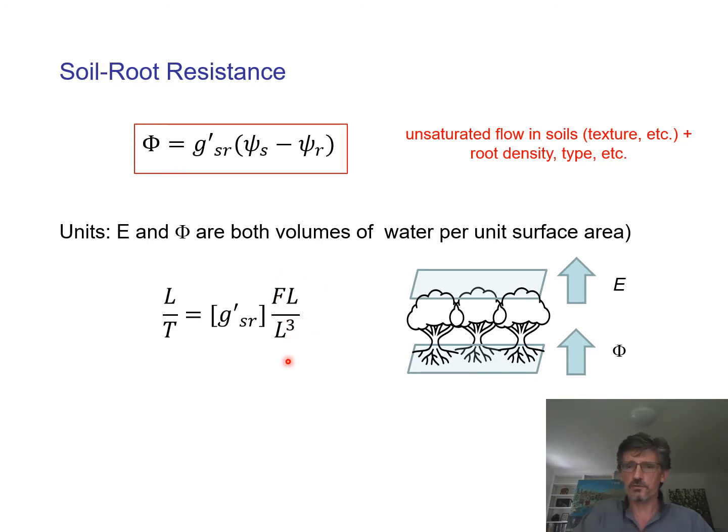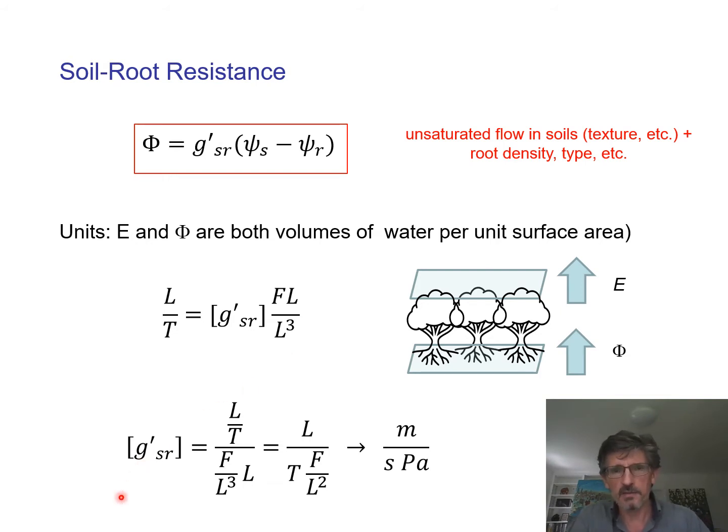Force over L square. So when we solve it for the dimension function of the conductance, we get a length over time divided by pressure. So it's not uncommon to have meters per second per pascal or megapascal, depending on what units we want to use. But it's a kind of strange unit that is worth keeping in mind because of this combination. And there are different units in the literature, so don't get confused. It may be just due to the fact that the flux is not expressed in volume per unit area, but maybe in mass or weight or moles or other things.